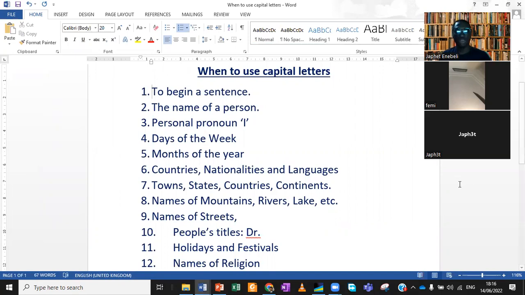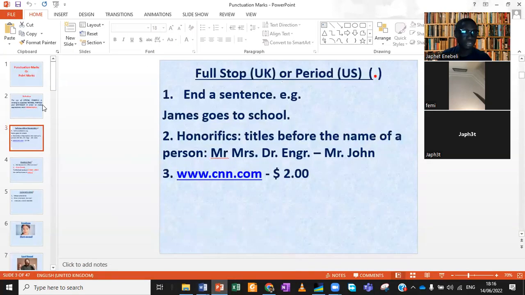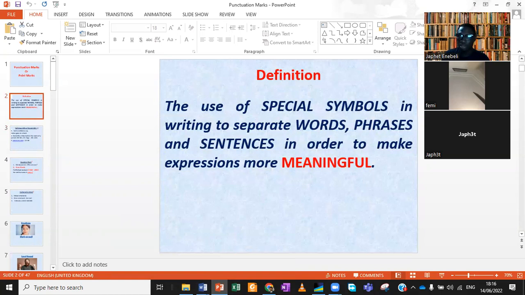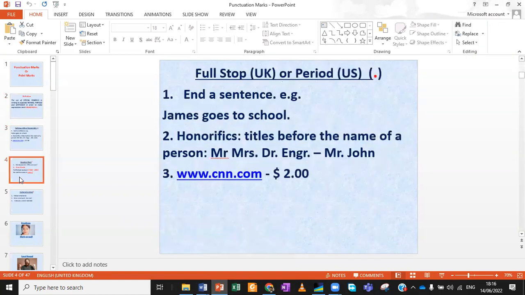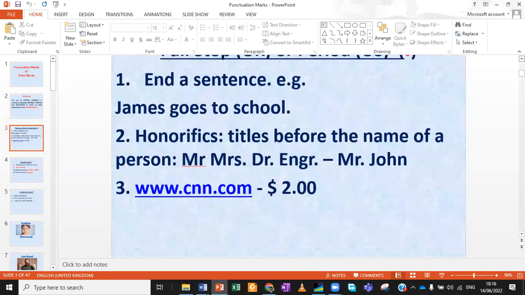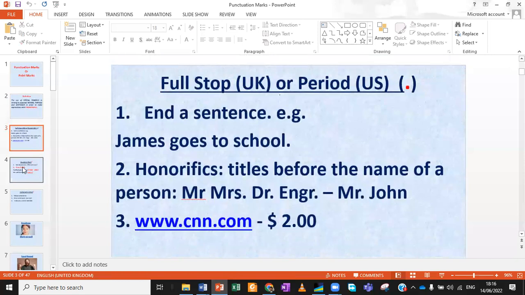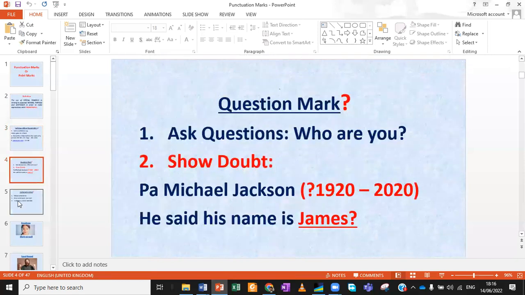I will discuss this, but let's just look at one or two punctuation marks. We said the full stop is used to end a sentence, right? And we talked about comma.